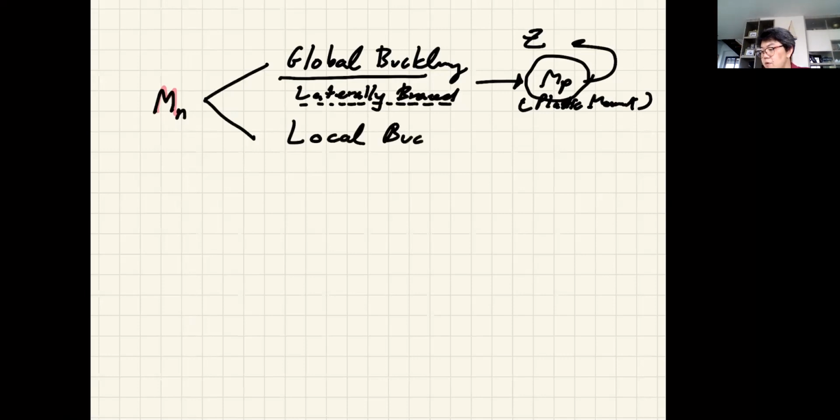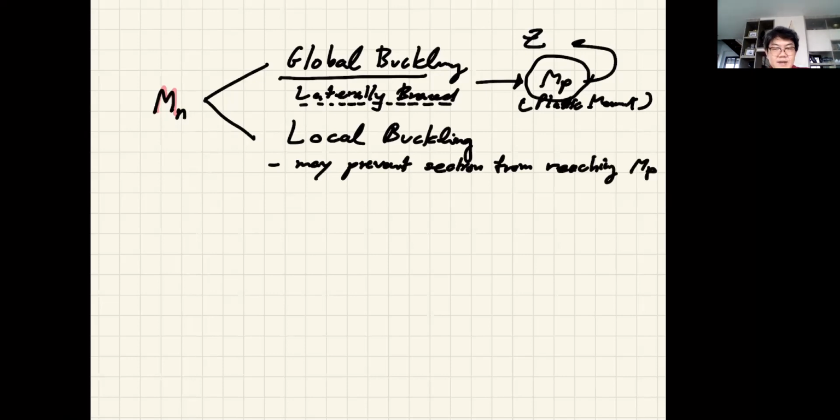In order for your beam to reach MP, you must not have local buckling either. If local buckling occurs, it may prevent your section from reaching MP, of course. So we need to check that. And again, in terms of flexural aspect, there are two things you need to check. But this time, let's assume that your beam is laterally braced, so it could reach MP.